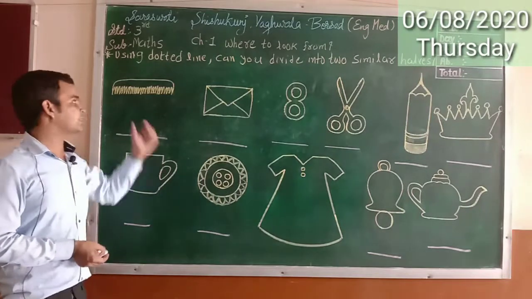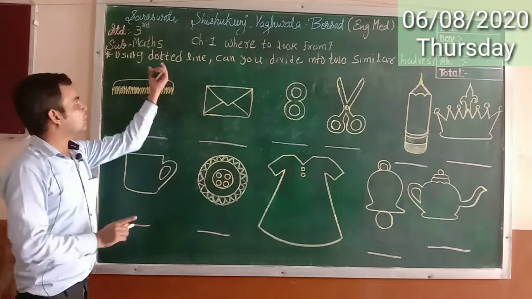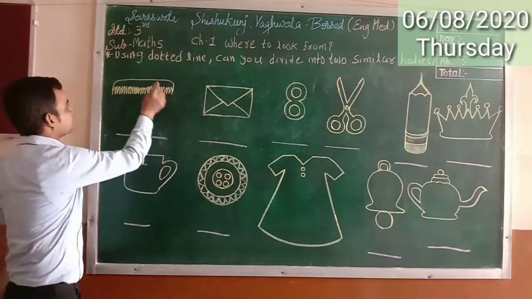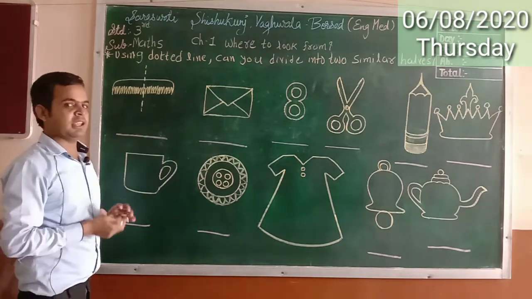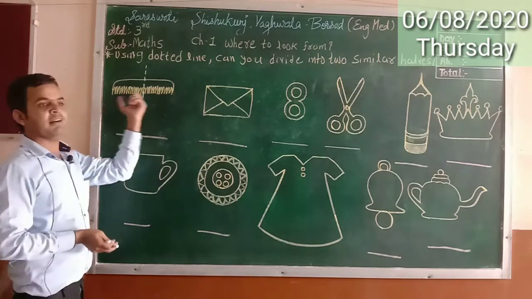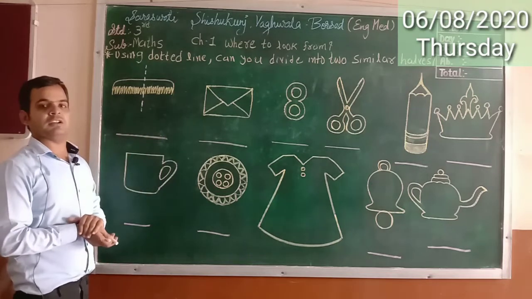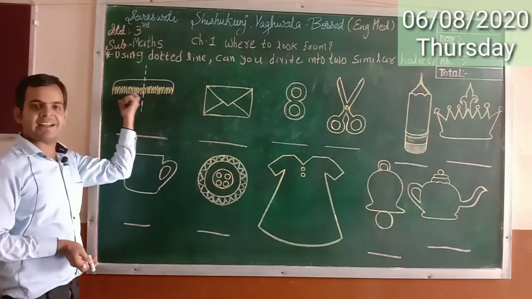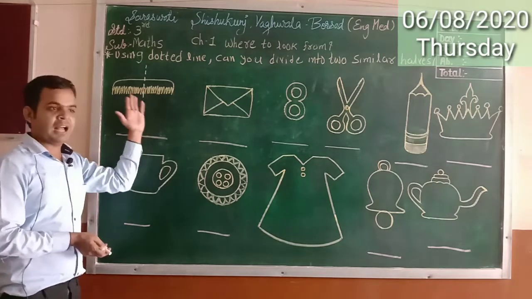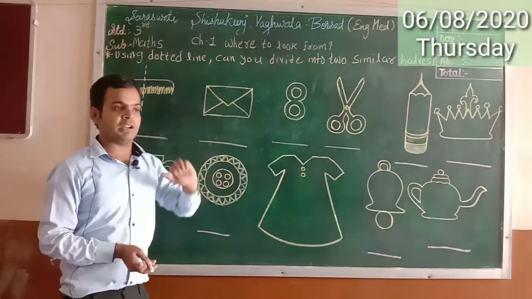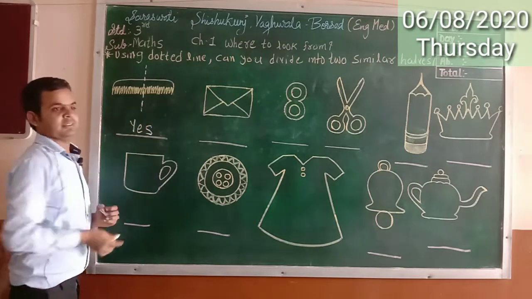The first figure is a comb, right? Now first of all we have to draw a dotted line. So here I draw a vertical line. Now if you observe the left side and right side, are both sides equal or not? Observe that. Yes, both sides are equal. That type of figure we can call mirror halves, or we can say two similar halves. So here our answer is yes.